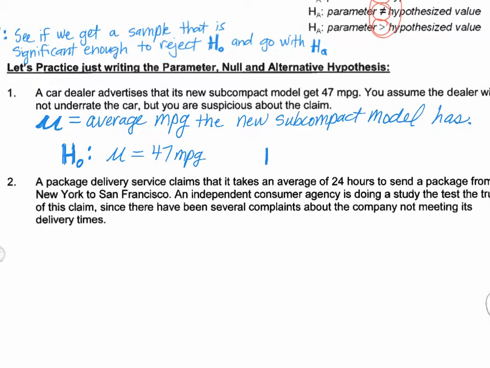So alternative hypothesis, what are we suspecting? We're suspecting that it's going to be less. Yes. We suspect that they are overrating it, meaning they're saying it's much better than it actually is. So that would mean we suspect that the mu is less than, because that would be worse, miles per gallon. And that's it. Okay?